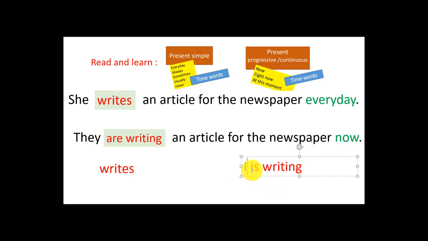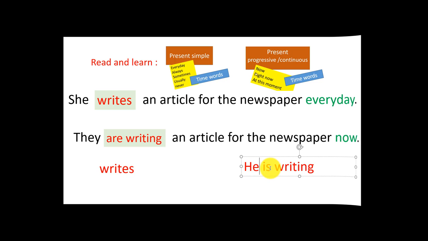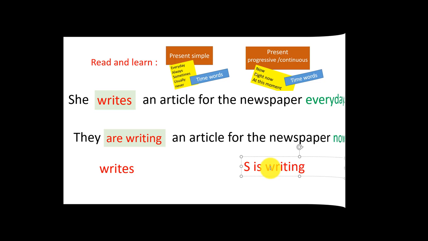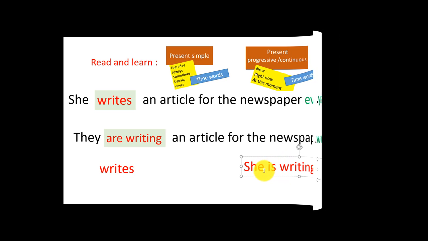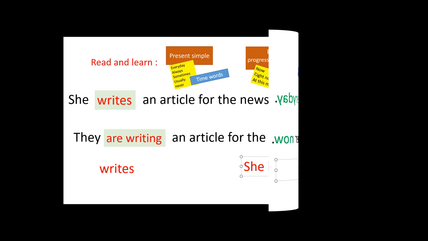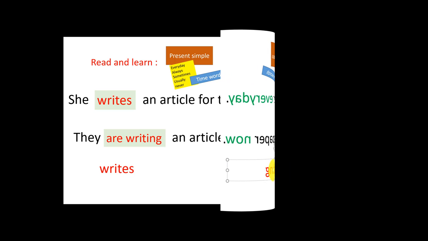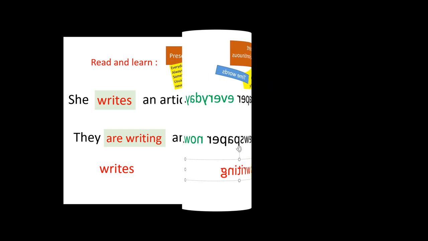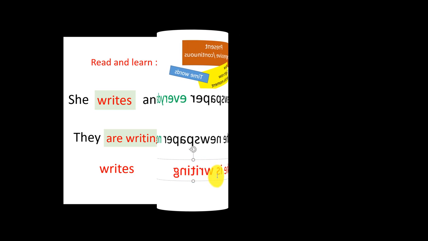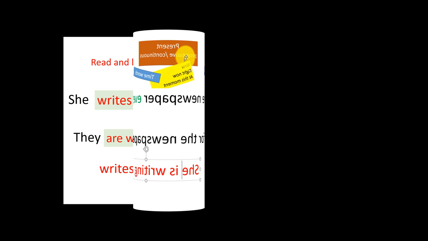We have he. He is writing. And she. Also, the verb is. She is writing. She is drinking. She is waiting. She is jumping. She is reading. She is driving, and so on. What is it? It's the present progressive tense. When do we use the present progressive tense? When we have these time words. Now, right now, at this moment, etc.